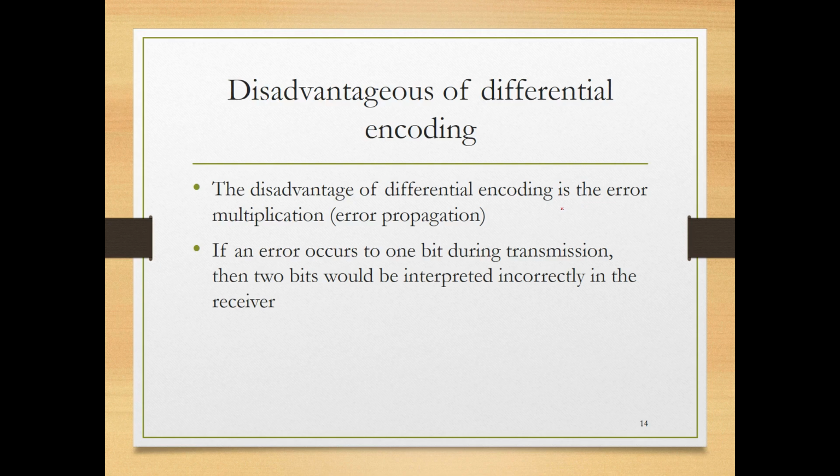On the other hand, this modulation has some disadvantages. The disadvantage of differential encoding is error multiplication, error propagation, the one I just explained. Yes, error propagation. If I bring it in the exam and ask you to explain it, or how it happens, and what the solution for it is, you must be able to answer this. If an error occurs to one bit during transmission, then two bits would be interpreted incorrectly in the receiver. Yes, and this goes on. So this was the information that I wanted to talk about in this lecture.